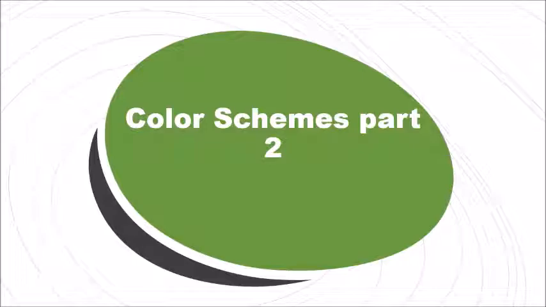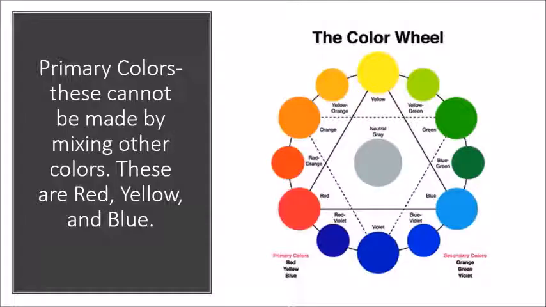Color Schemes, Part 2. Primary Colors. These cannot be made by mixing other colors. These are red, yellow, and blue.